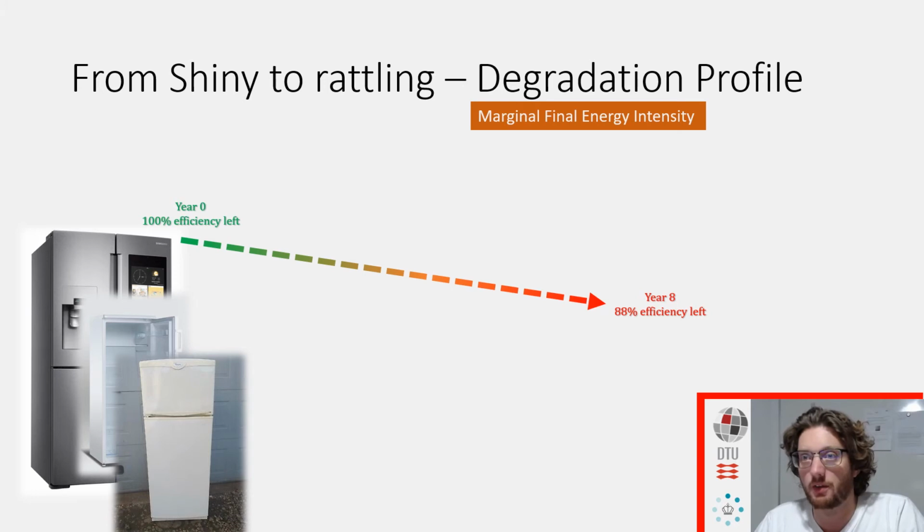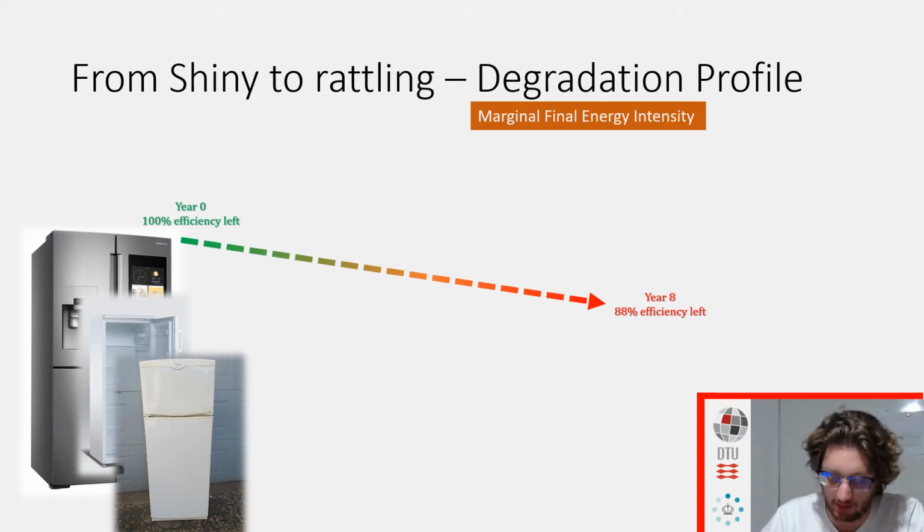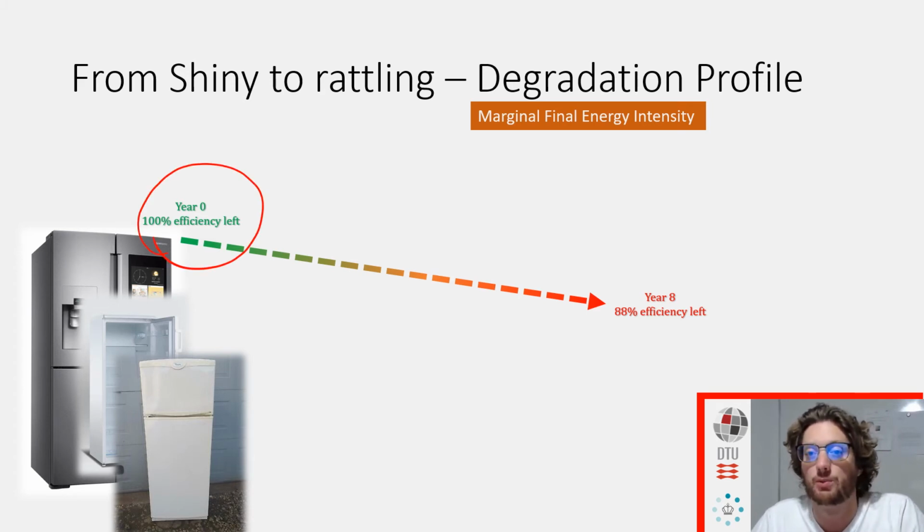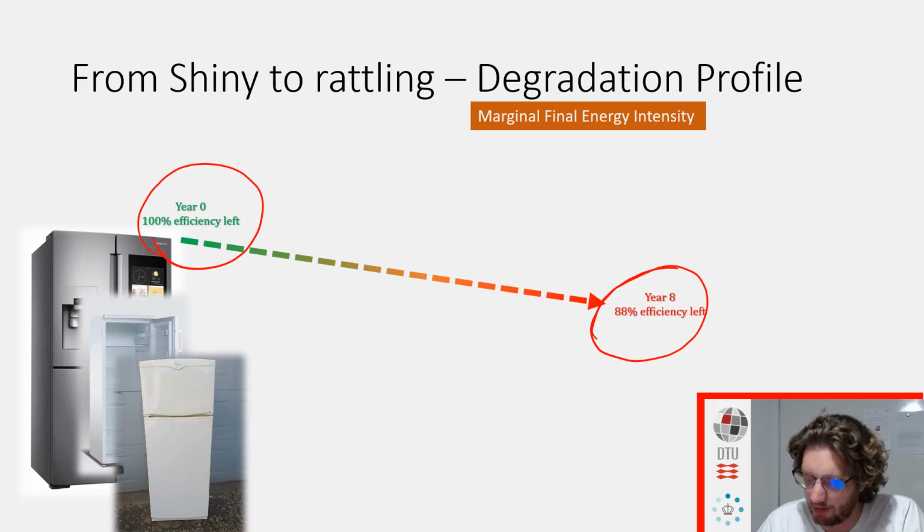So we also have degradation profiles. In the simple methodology, that's called the marginal final energy intensity, otherwise known as degradation. Basically, that states that in year 0, where the product was new, it works at 100% efficiency, but as it gets older, it will become dusty inside. Some of the motors in the refrigerator for the cooling might not be quite as efficient anymore. Something might have gotten loose. And then before it is retired, the average fridge of this age will have degraded quite a bit in terms of its energy efficiency.